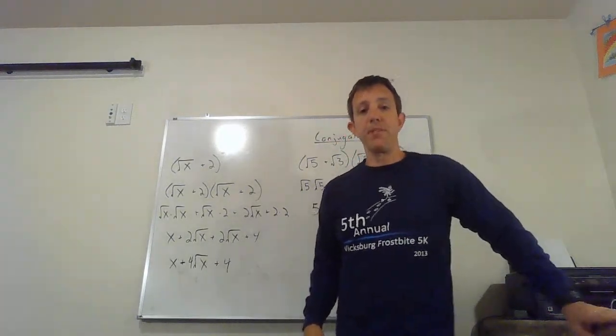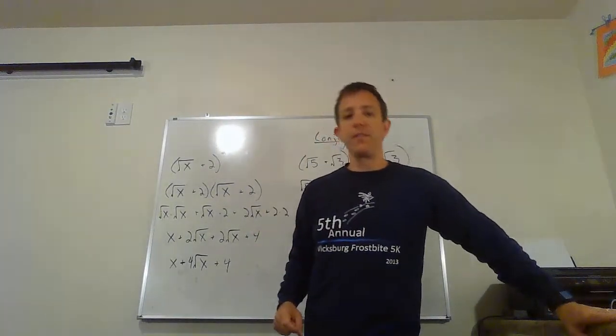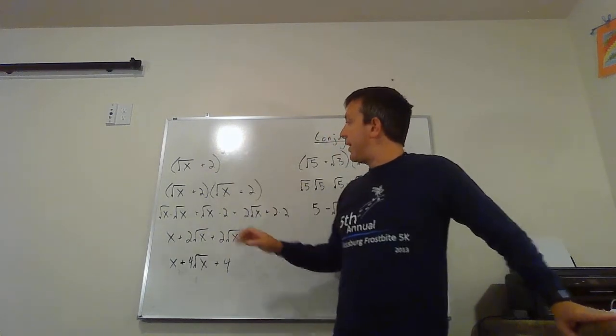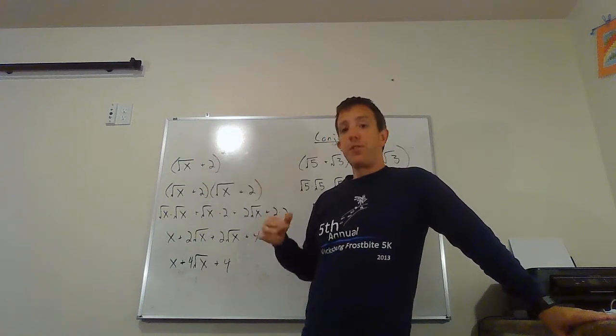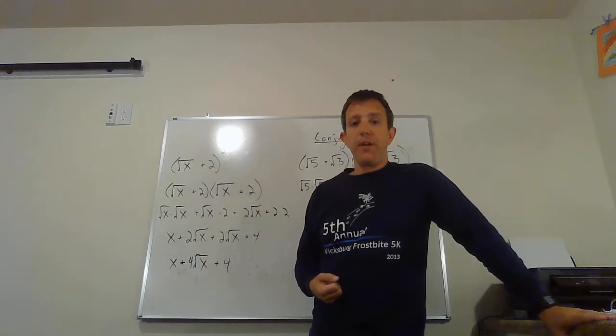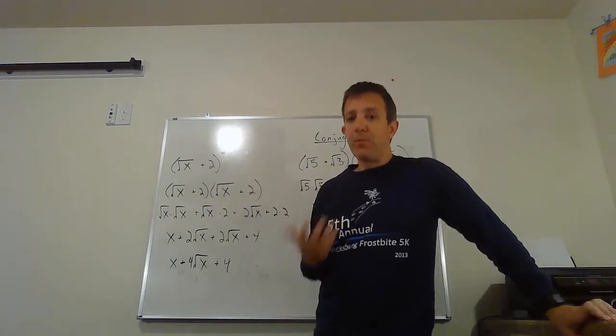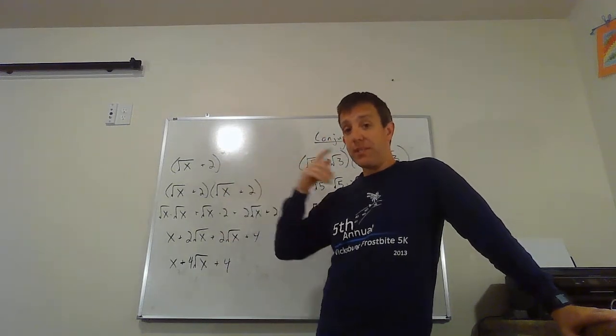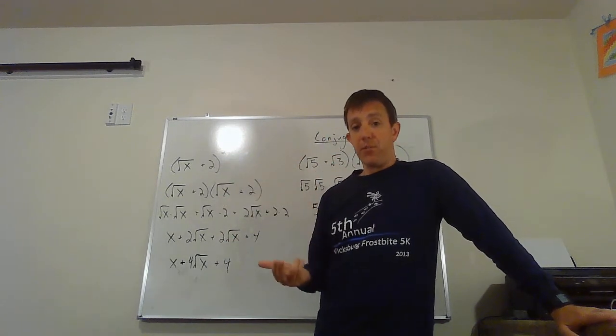All right, a couple more examples here, and then we'll move on to dividing. That's always fun. So, first example I have square root of x plus 2, and I have that whole thing squared. Okay, so one big thing to watch out for here is you cannot take an exponent across addition or subtraction.